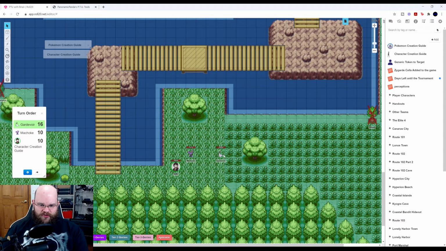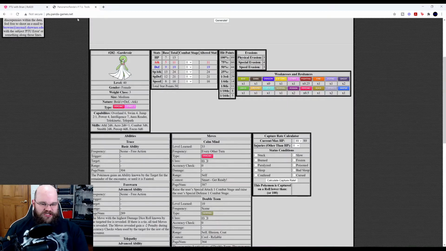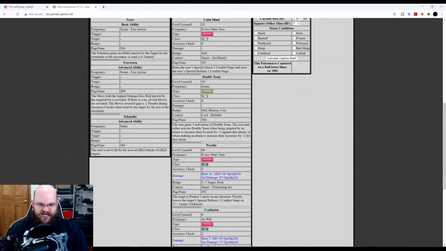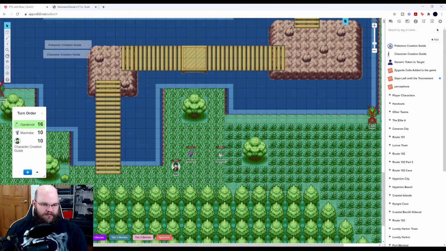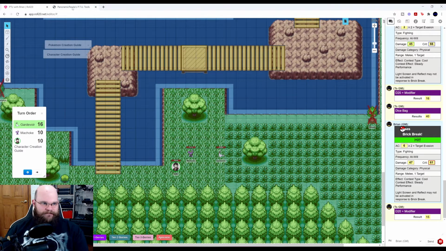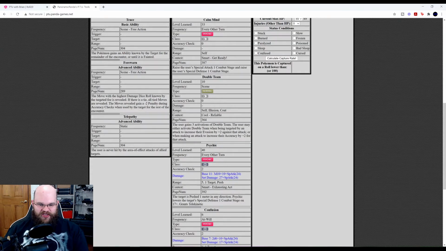So Gardevoir is first. So from where she's at, she is going to just use Psychic. So it's a base accuracy of 2, plus Machoke has a special evasion and speed evasion of 2, so it's the same. So she needs to get at least a 4. So let's see what we get here. 15. That hits. So now it's base damage 11 because she gets STAB. So 3d10 plus 10 plus 24. So basically 3d10 plus 34.